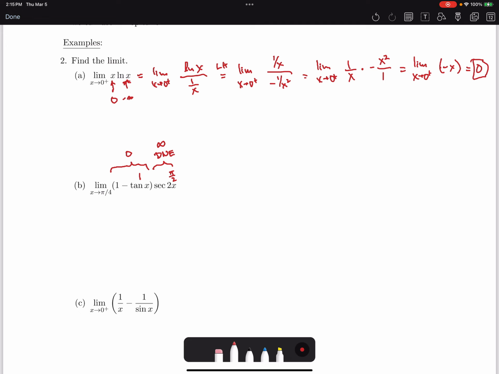And I think the trick to doing that is, in this case, to notice that secant is just 1 over cosine. So I can rewrite this as 1 minus tangent x over cosine of 2x. Okay, now the numerator is going to be 0. The denominator, if we plug in pi over 4, 2 times pi over 4 is pi over 2. And cosine of pi over 2 is 0. So we have 0 over 0. So we can apply L'Hopital.